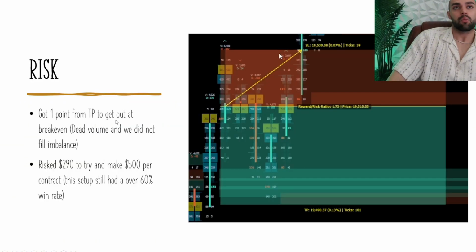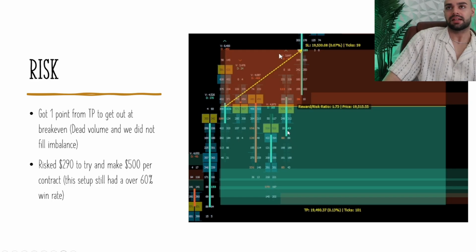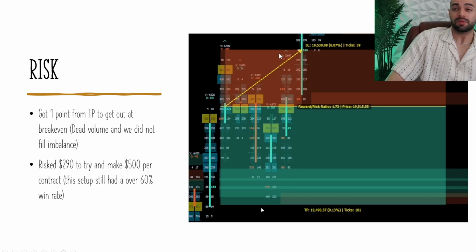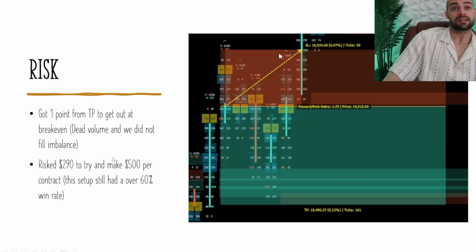The risk, right? I got 1 point away from my take profit because it was going to be a little scalp, and ended up getting out at break-even. So 1 point from TP and ended up getting out break-even. So we saw dead volume, did not fill the buy side imbalance, and we saw dead volume on the wick, and we saw a reversal sell side imbalance with dead volume. So after I saw this at a level where price could reverse, if it's too close to my TP, well, it got super close to my TP, I go ahead and move my stop to break even. So I risk $290 for this trade to make $500.